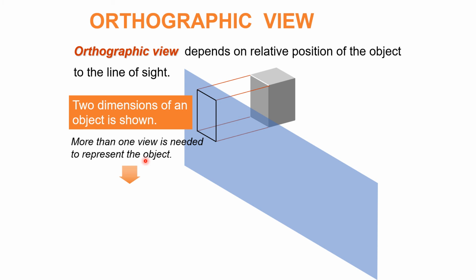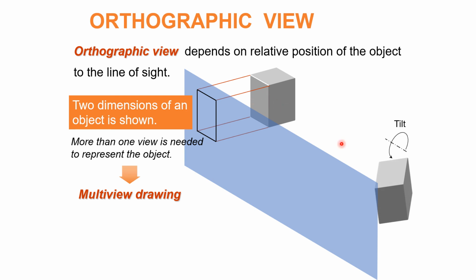More than one view is needed to represent the object. Okay, if more than one view is needed, that is called multi-view drawing. Means we need one more view to get the full meaning of this object, so that is called multi-view drawing.